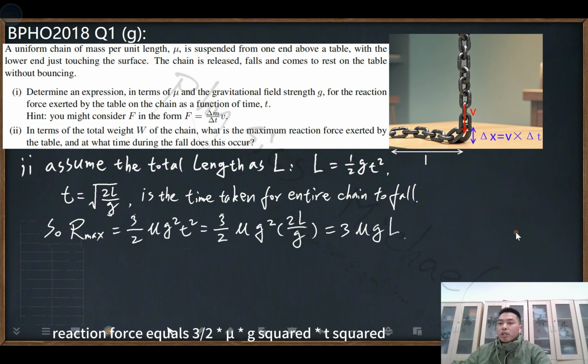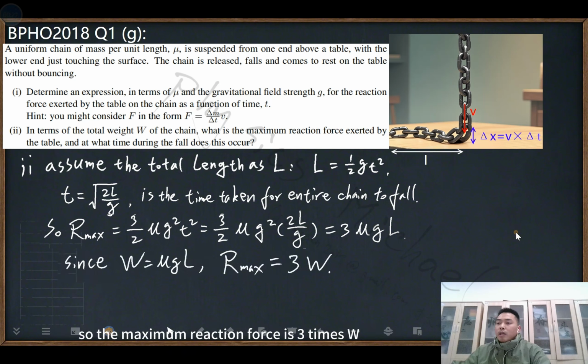Reaction force equals 3/2 times mu times g squared times t squared. Plugging in t equals square root of 2L over g, the reaction force becomes 3/2 times mu times g squared times 2L over g, which equals 3 times mu times g times L. Since mu times L times g is simply the weight of the entire chain, W, the maximum reaction force is 3 times W, and it occurs at t equals the square root of 2L over g.